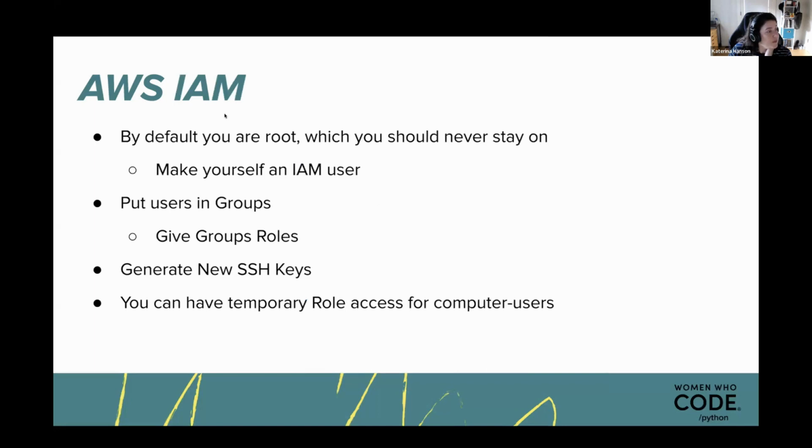So AWS has IAM, which is your identity manager. By default, you're root, and you should never stay on root. You should always make yourself an IAM user. You should put your users in groups and give your groups roles. You should generate new SSH keys and not use old ones. And you can totally have temporary role access for computer users. You don't have to give them specific IAM user authentications. You can just give them the temporary role access.